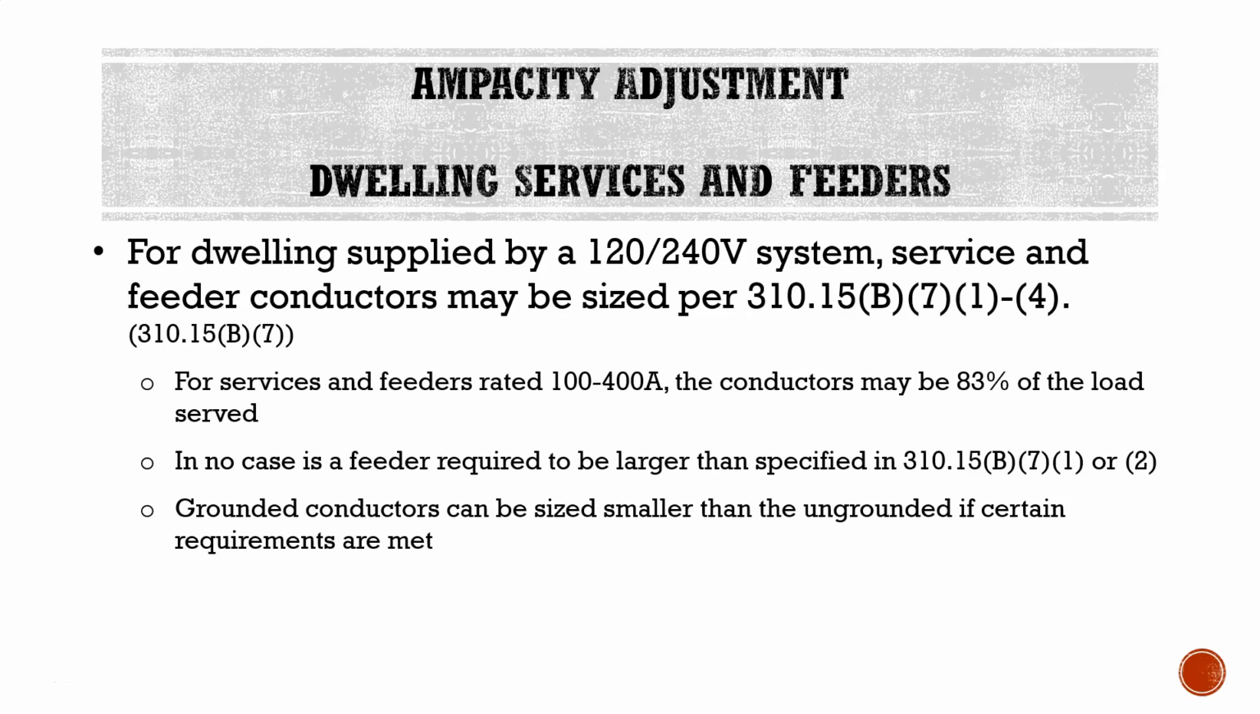Grounded conductors can be sized smaller than the ungrounded if certain requirements are met, which is 220.61 and 230.42 for services, and 215.2 and 220.61 for feeders. So we have some additional requirements for the grounded conductor where we can size them smaller. And once again, all these adjustments and options here are exactly that. They're options. These are not mandatory rules, they're permissive rules. Obviously, you can always size a conductor larger than it's required to be, but you have to size it to at least the minimum.